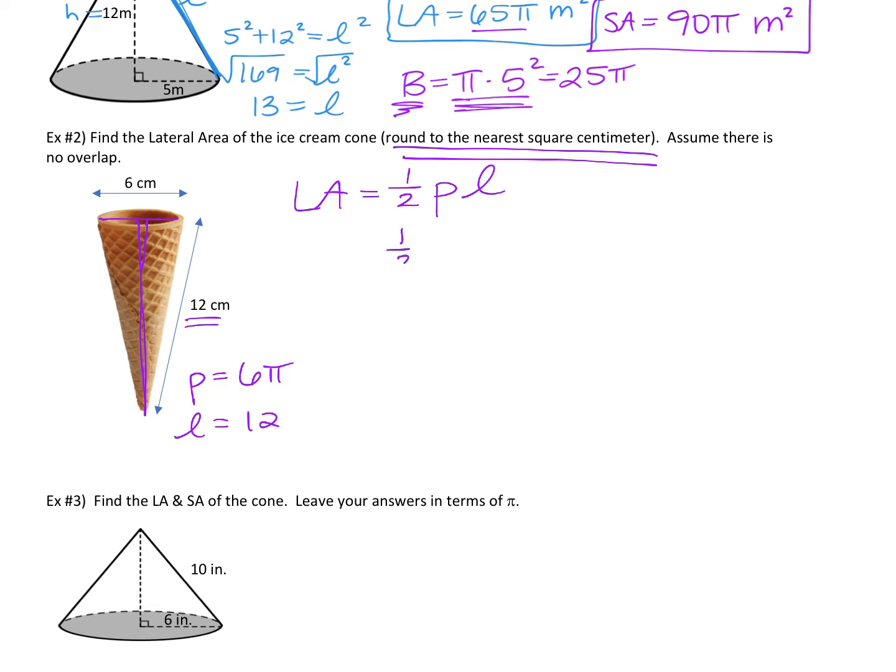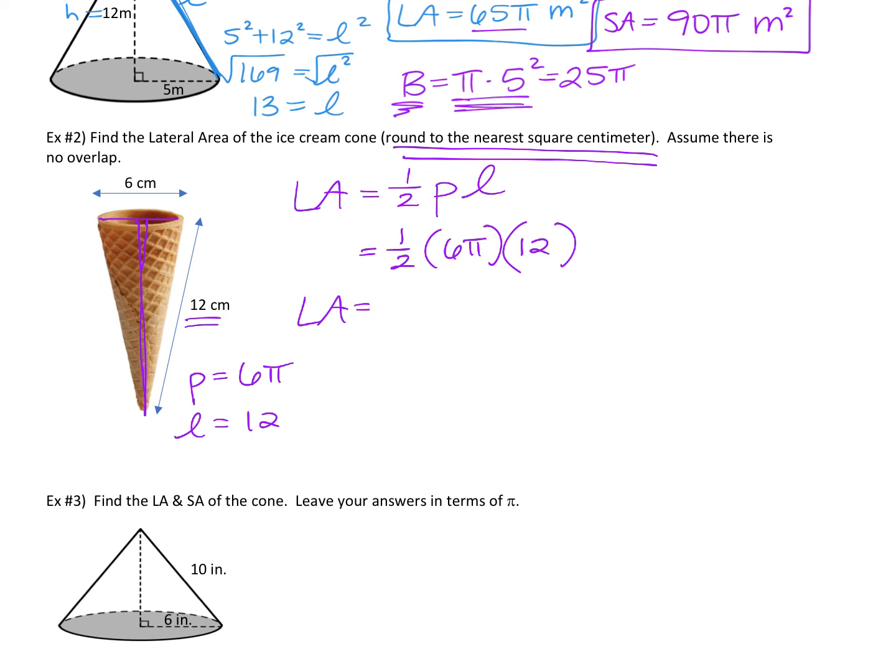So this is 1/2 times 6 pi times 12. Okay, now I just like simplest radical form to be neat. So simplest radical in terms of pi to be neat. So from this point, I always just multiply it in terms of pi first, and then I multiply it. You don't have to do that. I'm just particular about that, I guess.